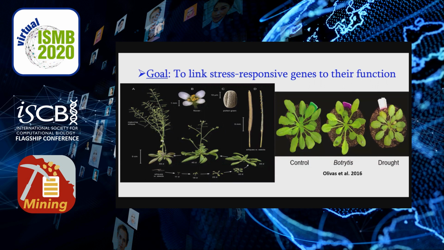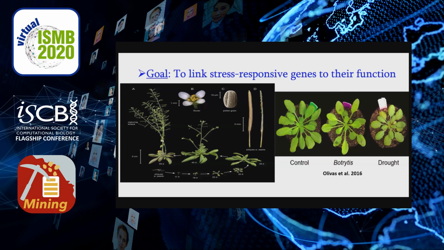On this slide, you see Arabidopsis plant, an example of environmental stresses that can affect this plant. For example, you see an example of biotic stress, which is botrytis, and an example of abiotic stress, which is drought. Arabidopsis is a model for plant research, and it has widely been used as a reference for stress response study in plants. In this study, we focus on Arabidopsis. However, we would like to expand to other plants in the future.